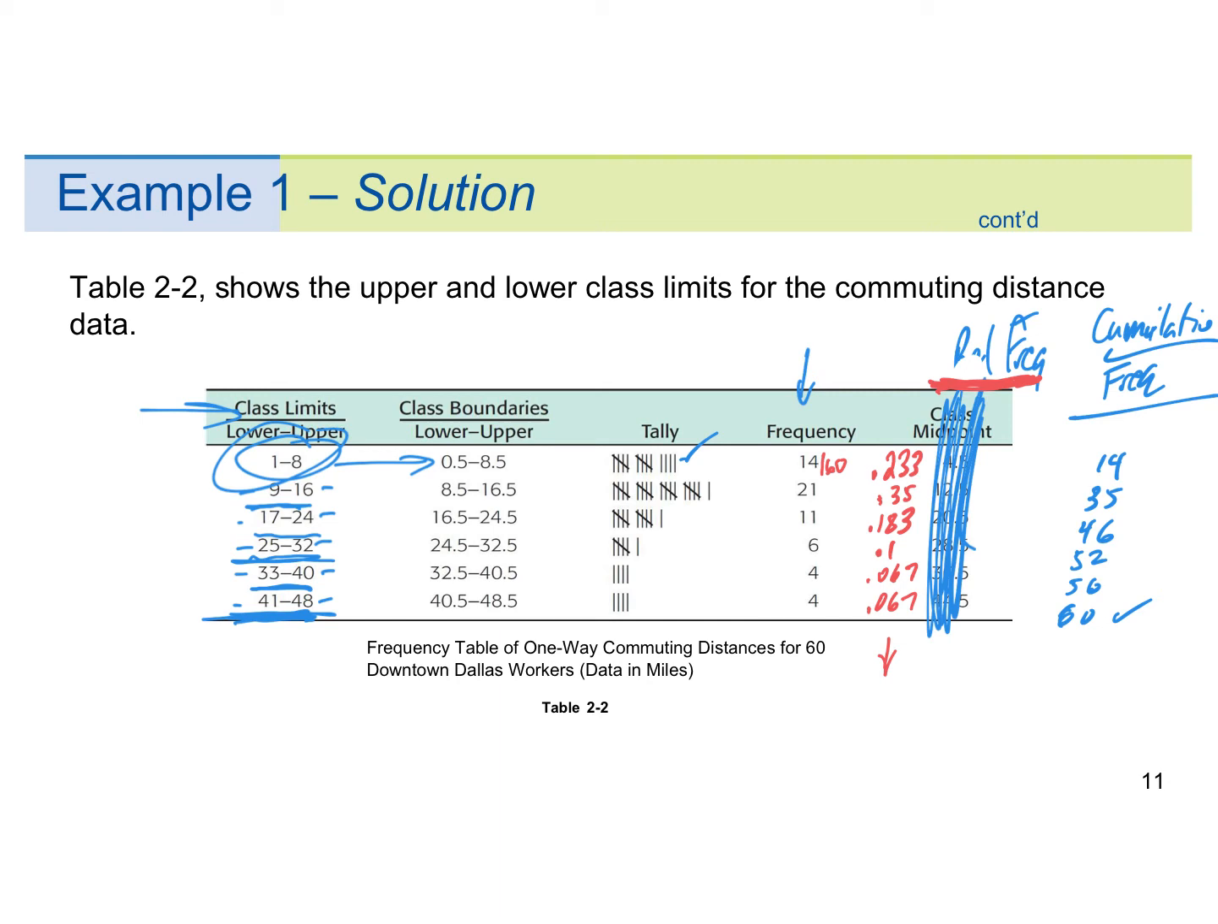So what you see right now is everything that I'm going to ask you for in a frequency table: class limits, class boundaries, frequency, relative frequency, and cumulative frequency. And that'll finish it up with the frequency table.